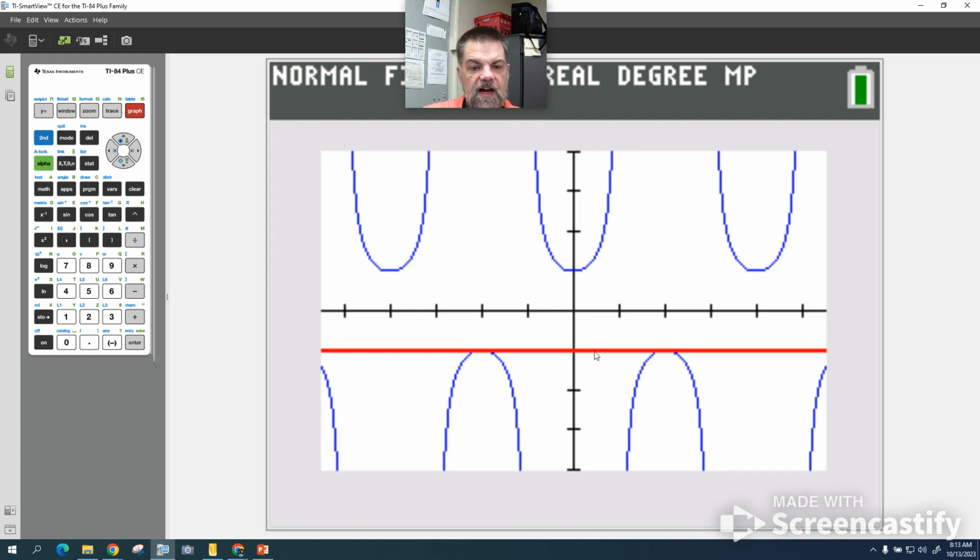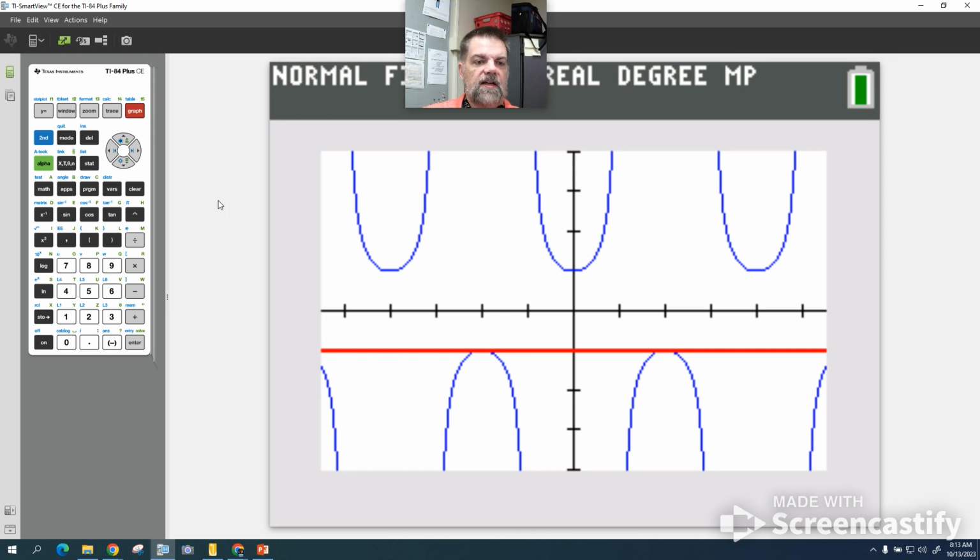And so when you hit graph, do you see how this red line touches the blue line? You guys see that? That red line represents y equals -0.9998. And so because they intersect, there is a value that exists that will give us the answer. Okay? That's one way to check it.